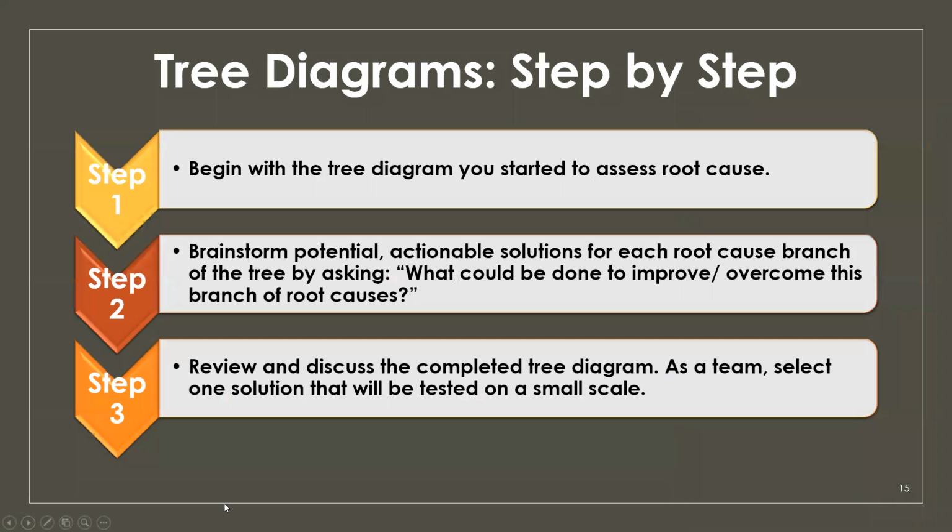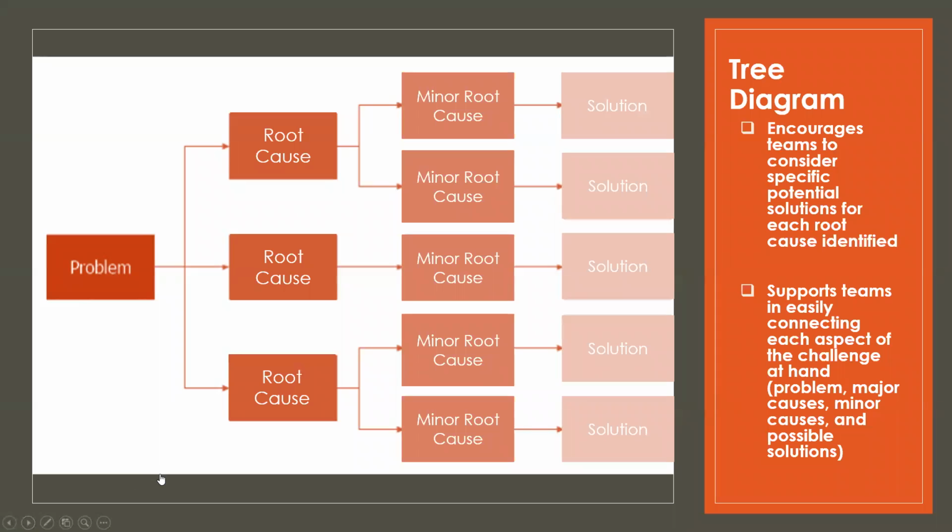So this part of the tree diagram of using it is actually pretty easy, because what you want to do is begin with the tree diagram that you started when you were assessing the root cause. So you'll essentially have a tree diagram, if I pop back for a moment, that has your problem statement on it, the main root causes that you came to, and the minor root causes that you worked through. And you'll then take that and build out this solution piece as a team.